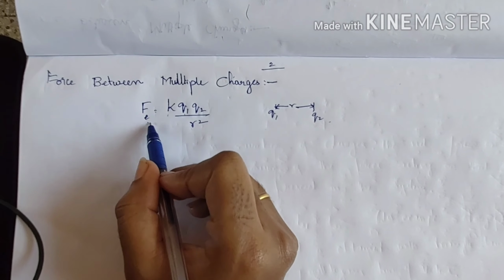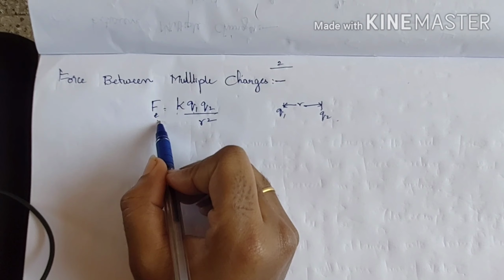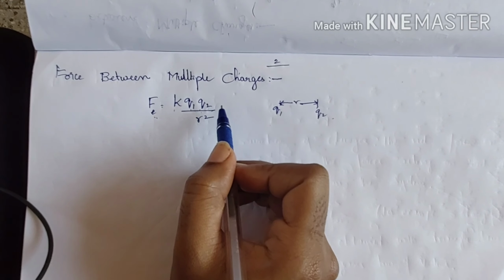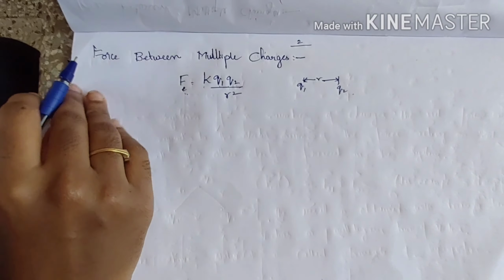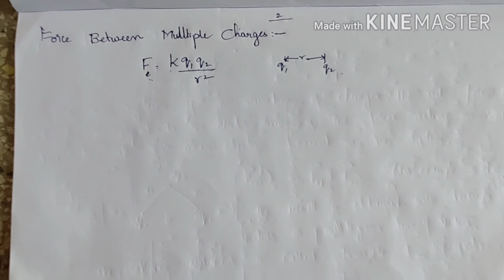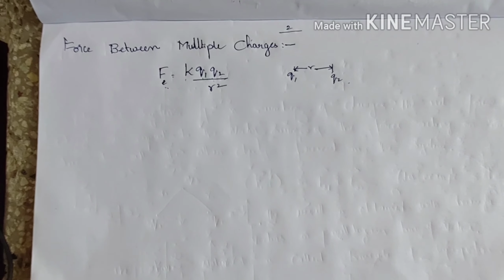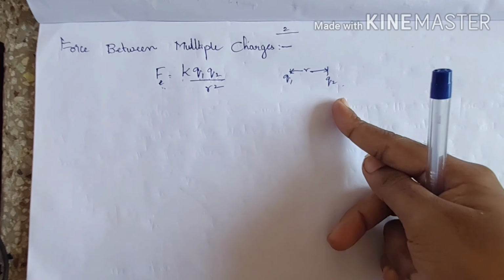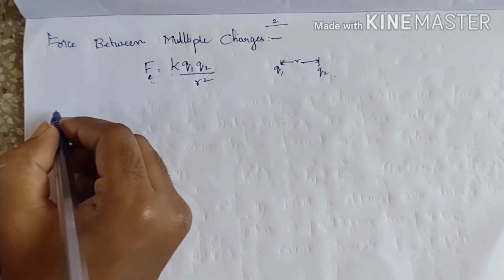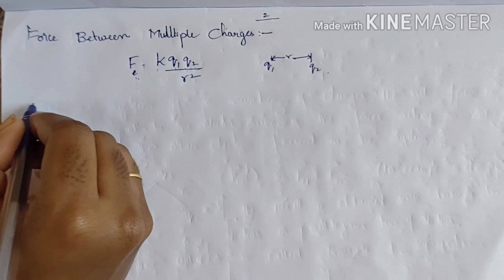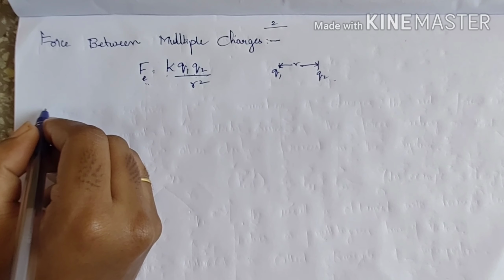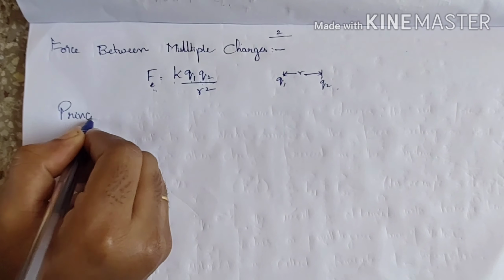This force, the force of attraction or repulsion, is directly proportional to the product of the charges and inversely proportional to the square of the distance between them. Now we'll see what if there are some n number of charges present in that system. Instead of 2 that we have taken with Coulomb's law, what if there are n number of charges? So I'll be writing the statement. To calculate the force between multiple charges, we have to use the principle of superposition.